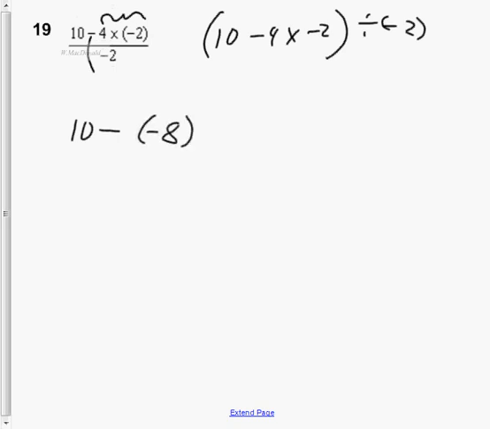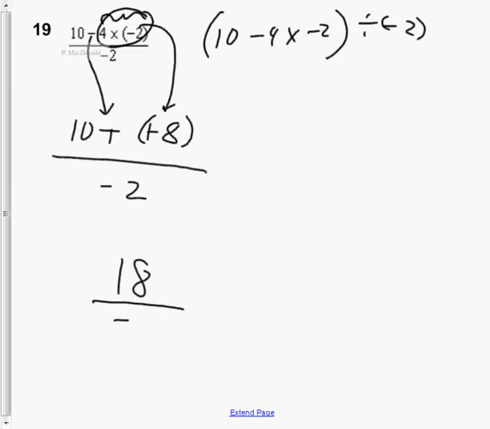Again, I'm keeping my subtraction sign separate from the answer to this, which is a negative. So I have to have a subtraction sign and the negative 8 divided by negative 2. Keep, flip, change. The numerator will simplify to be a positive 18 divided by a negative 2. And finally, 18 divided by 2 is 9. Positive divided by negative gives you a negative. Only 38% of the class had that right, which means most of you had it wrong.